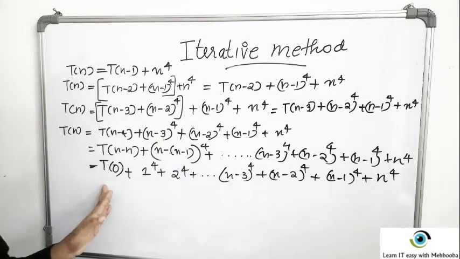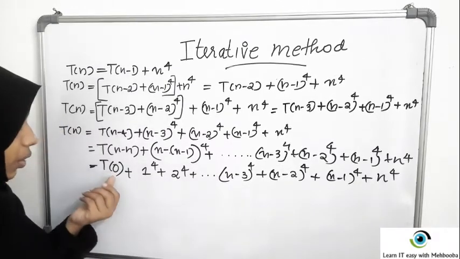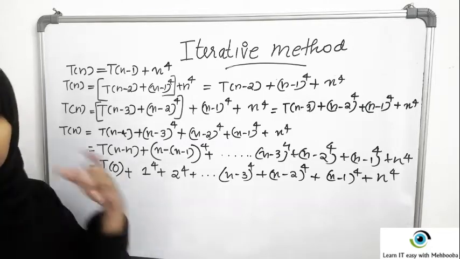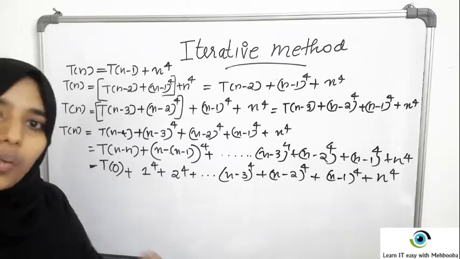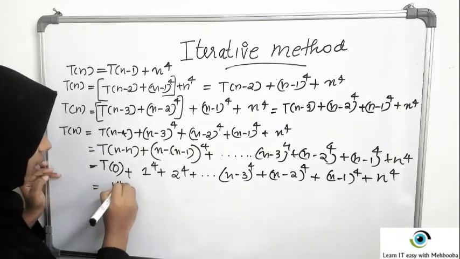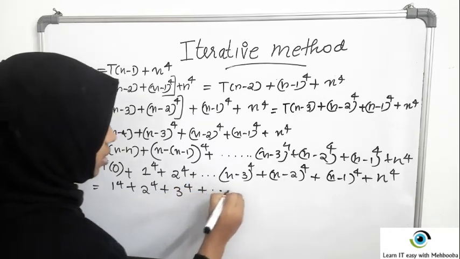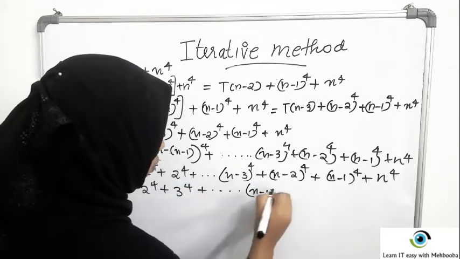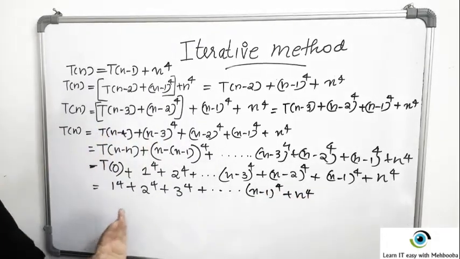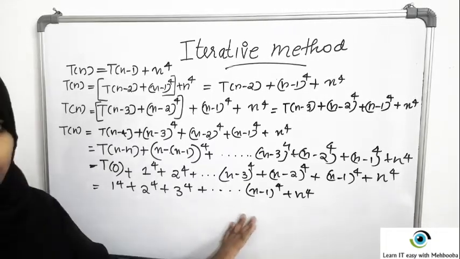So T of 0, that is when n is equal to 0, definitely no work will be done and no complexity for this, because if there is no input, n is equal to 0 means input size is 0. When input size is 0, no work is to be done. So this term can be avoided. So it becomes 1 raised to 4 plus 2 raised to 4 plus 3 raised to 4 plus etc. n minus 1 raised to 4 plus n raised to 4. See, the sum of fourth powers of first n natural numbers. Now you need to get the equation for this.